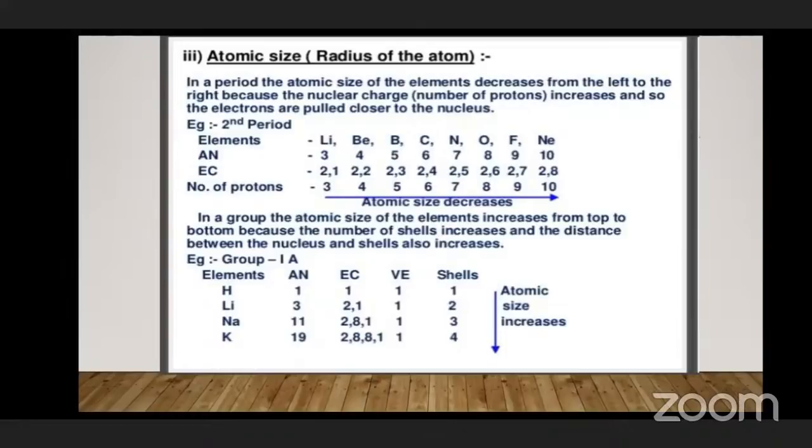Why does it increase and why does it decrease? Let me know. First we are going to observe the period. What happens to atomic size in a period? Once we see: in a period, the atomic size of the elements decreases from left to right because the nuclear charge, the number of protons, increases, and so the electrons are pulled closer to the nucleus itself.